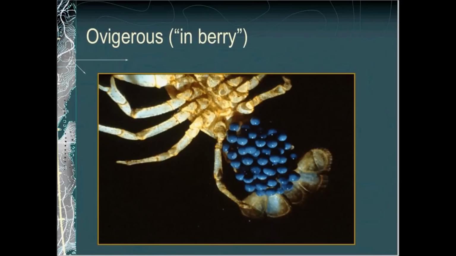At which point, she's said to be in berry. That's the non-technical, quasi-technical term for ovigerous. And it's pretty self-explanatory because in this case, it looked like a clump of grapes. I've seen blue ones like this, purple, orange, black, cream-colored. It really depends on what kind of crayfish you've got, but they look like a little clump of berries.